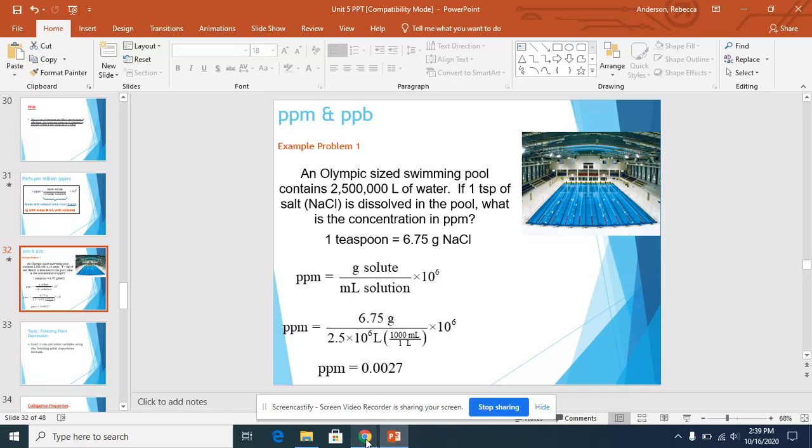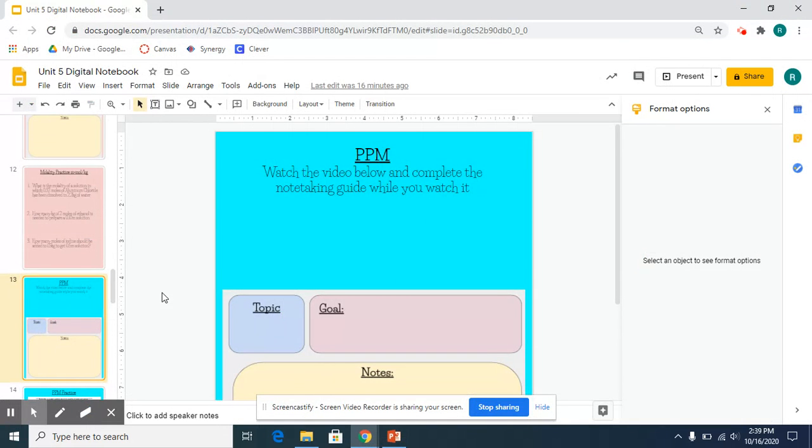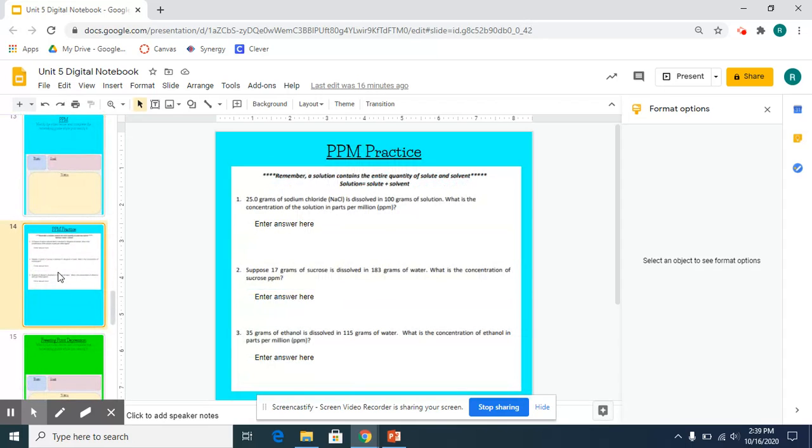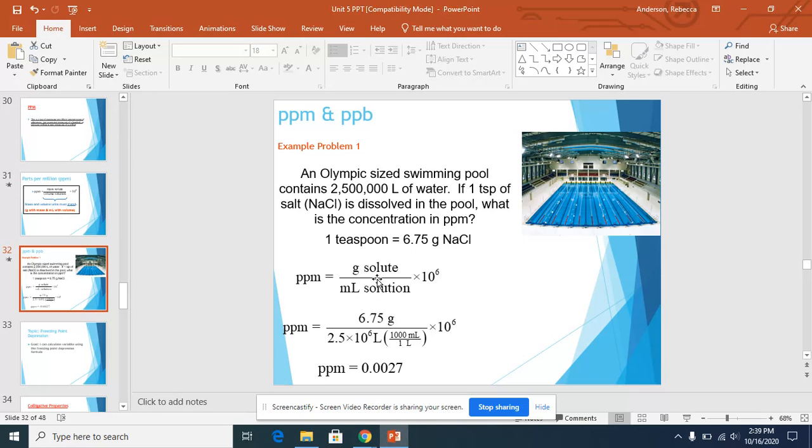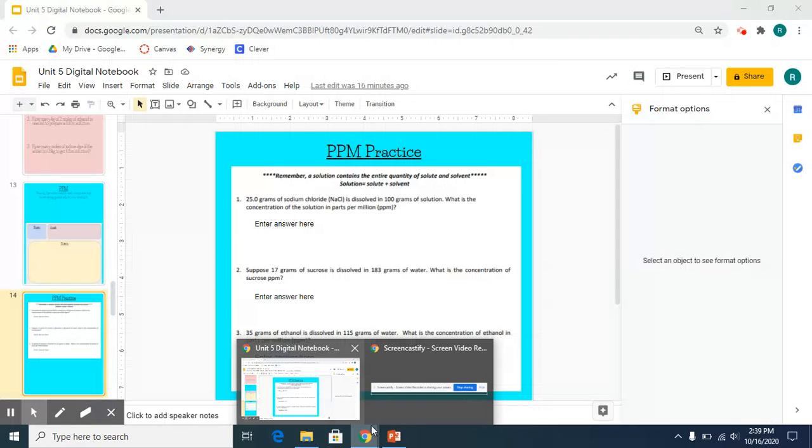Okay, so in your digital notebook, here is your ppm. You have 3 problems for ppm. For this, you may have to add up the number of grams. So a solution is both. For example, here you have 25 grams of NaCl and 100 grams of solution. So for the formula, it is grams of solute. You only need the grams of solute for this.